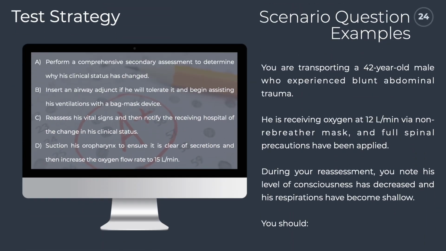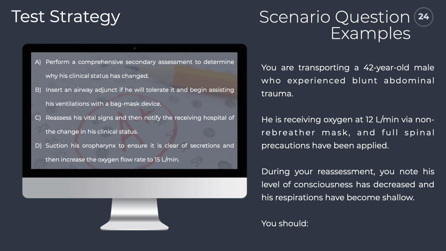Question 5 says, you are transporting a 42-year-old male who's experiencing blunt abdominal trauma. He is receiving oxygen at 12 liters per minute via a non-rebreather mask, and full spinal precautions have been applied. During your reassessment, you notice his level of consciousness has decreased and his respirations have become shallow.